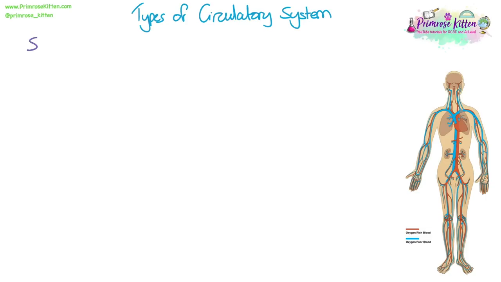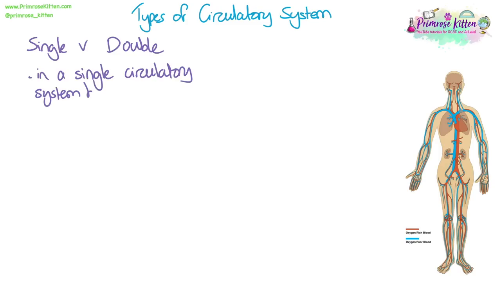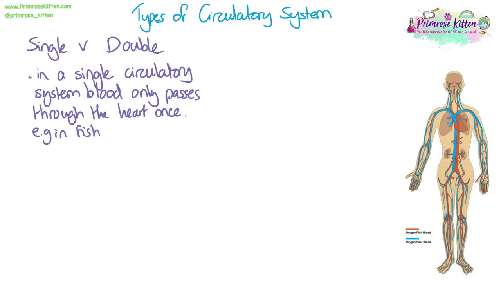Types of circulatory system. We need to be able to explain the difference between single and double circulatory systems. In a single circulatory system, blood only passes through the heart once. This can be seen as an example in fish. Blood leaves the heart and goes to the gills to pick up oxygen. Then it goes to the body and then back to the heart.